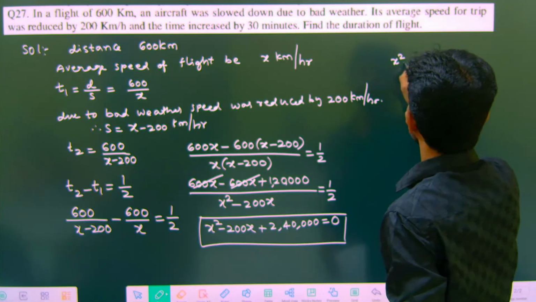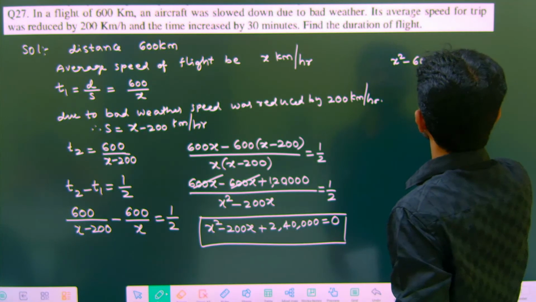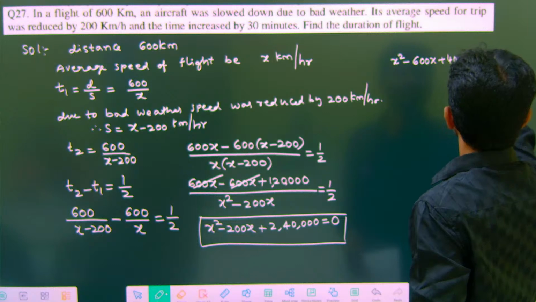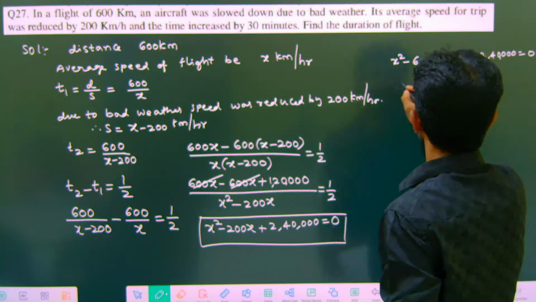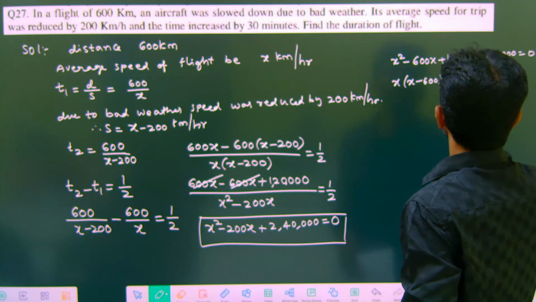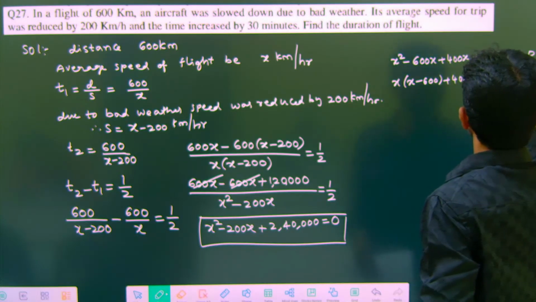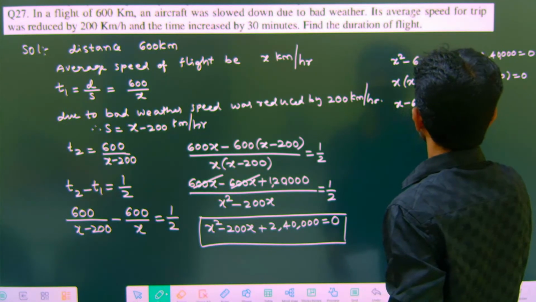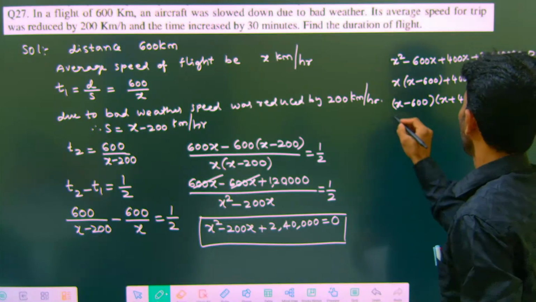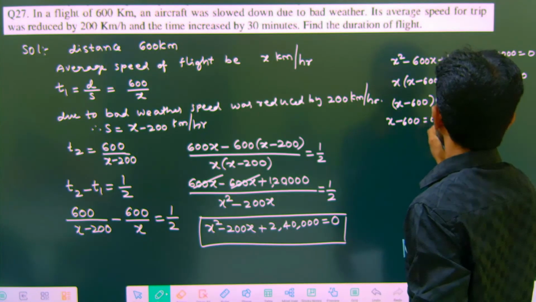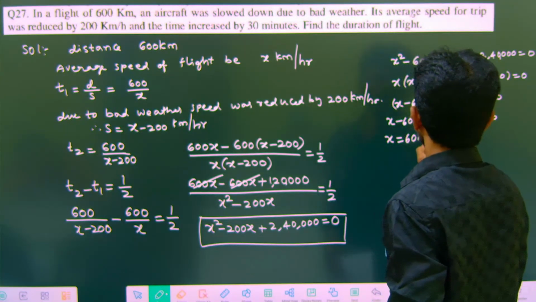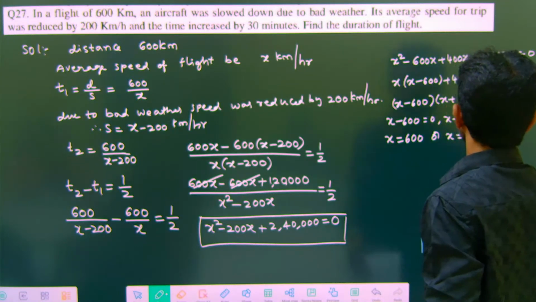So x squared minus 600x plus 400x minus 2,40,000 is equal to 0. Now x common, x minus 600, plus 400 common, again x minus 600 is equal to 0. So x minus 600 into x plus 400 is equal to 0. So one time x minus 600 is equal to 0, and x plus 400 is equal to 0. So x is equal to 600 or x is equal to minus 400.